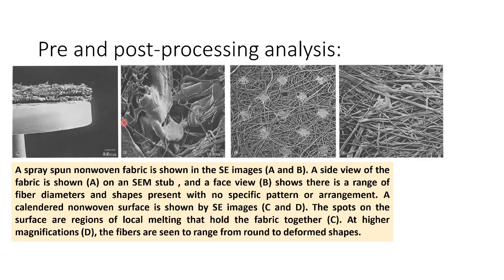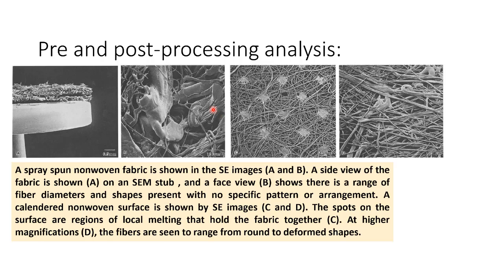Then pre and post processing analysis. So this is a non-woven fabric. Figure A shows a side view of the fabric on the stub. You can see the thickness of the fabric over here. This is the SEM stub, and this is the thickness of the sample. And then this is the top image, the face view or the surface of the fabric.